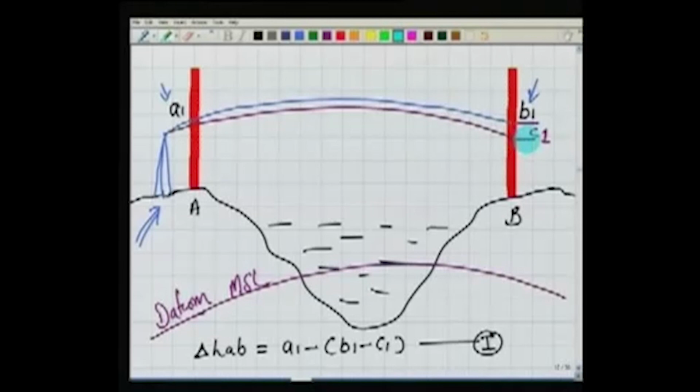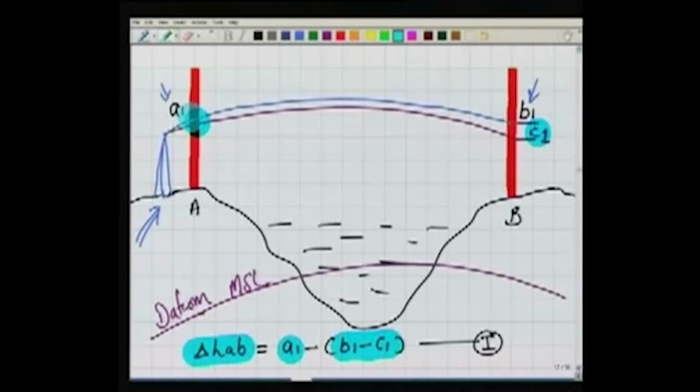So this C1 is the amount of error. Now how can I write it now? So the delta HAB will be A1 minus B1 minus C1, because B1 minus C1, what we are doing, we are applying the correction at C1. We are not applying any correction at A1.